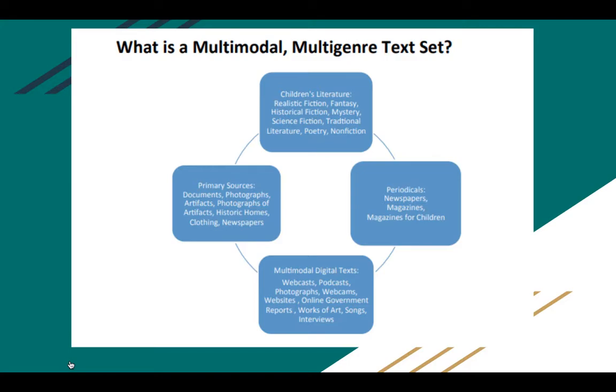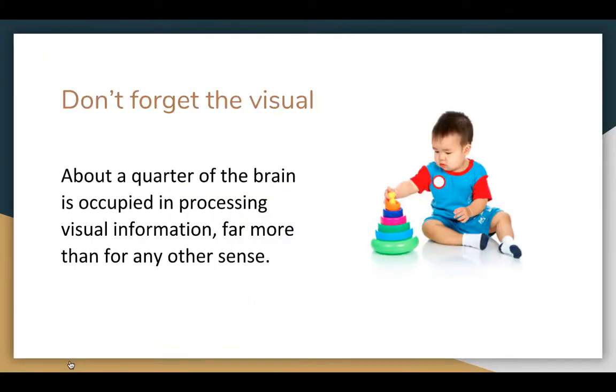And then certainly we're going to look at primary sources, things like documents, photographs, artifacts, photographs of artifacts, historic homes, a whole range of things. So when we're talking about a text set, we're actually talking about a lot of different things and not just a whole bunch of traditional reading assignments.